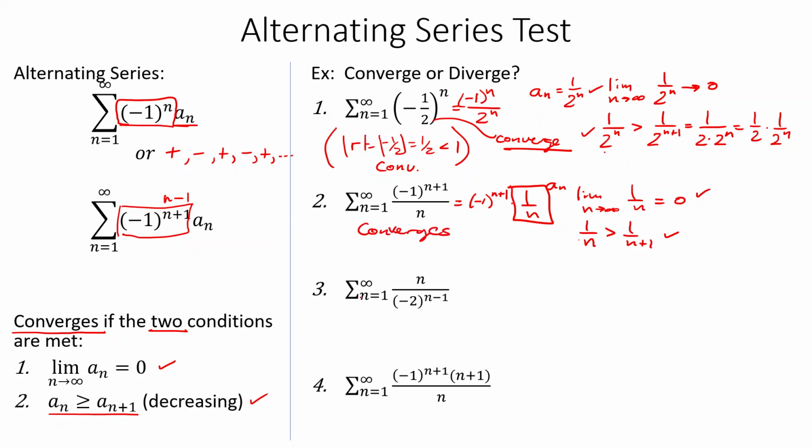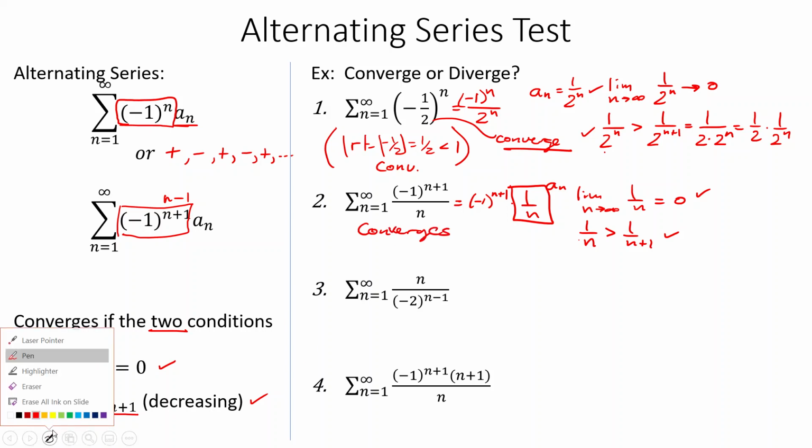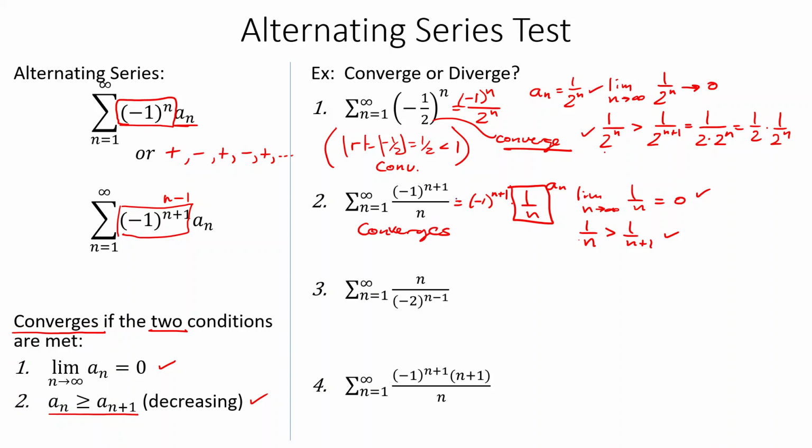So it converges. Which is odd, because if we take out the negative there, we know that that's the harmonic series. Just 1 over n by itself diverges. So this -1 does a lot of work for us there. It helps it go down to 0.